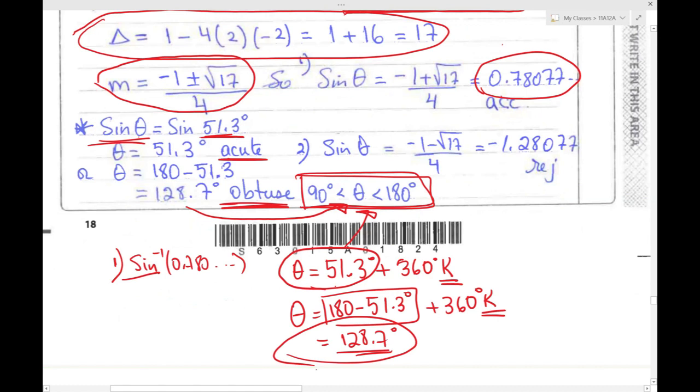Now, why don't we try k equals 1? If we try k equals 1, then you are adding to 51.3 a full turn, which is out of this bound. Also, the same thing for this angle: when you are adding 360, it's not in this bound anymore.